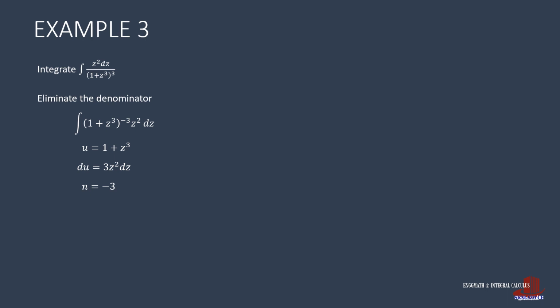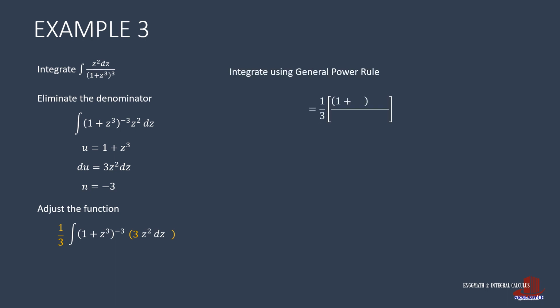With a slightly different derivative, multiply dz by 3 and balance it out with 1/3 out of the integrand. Now we can integrate using the general power formula, having a third of 1 plus z cubed raised to negative 3 plus 1 over negative 3 plus 1 plus c. This is simplified as the quantity of 1 plus z cubed raised to negative 2 over negative 2 plus c. Or we can write it as the negative of 1 over 6 times the square of the quantity 1 plus z cubed, plus c.